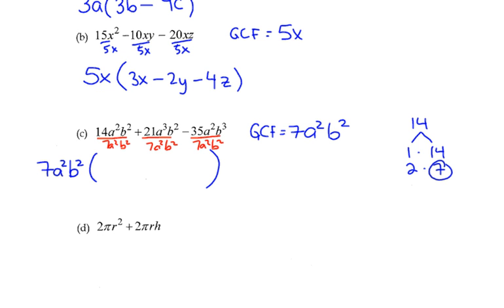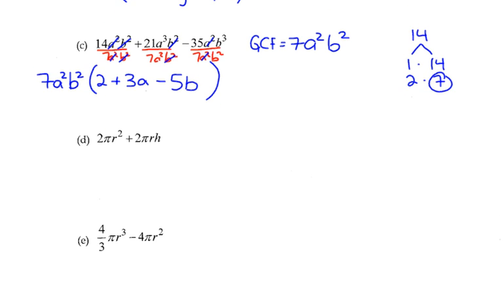So 14 divided by 7 is 2. The a squared is reduced to 1. B squared is reduced to 1. Plus 21 over 7 is 3. A cubed divided by a squared is a, and the b squared is reduced to 1. Minus 5. The a squared is reduced to 1. B cubed divided by b squared is b. And there shouldn't be like terms inside, because if there are, that means there were like terms ahead of time that we didn't collect. So usually there won't be.